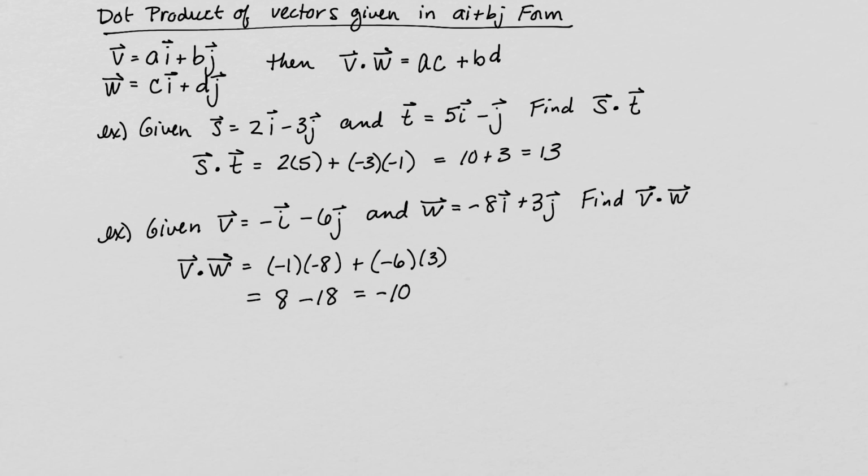So the dot product can turn out to be negative. It's just what you get when you multiply the i components together and then add that to multiplying the j components together.